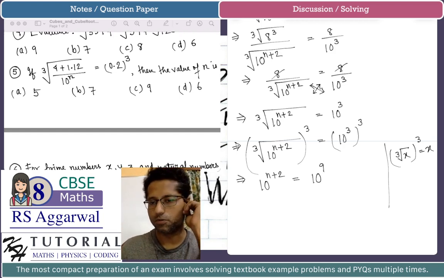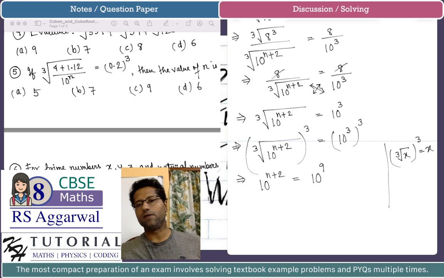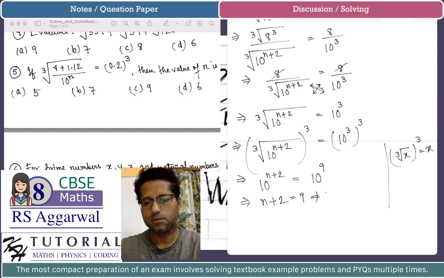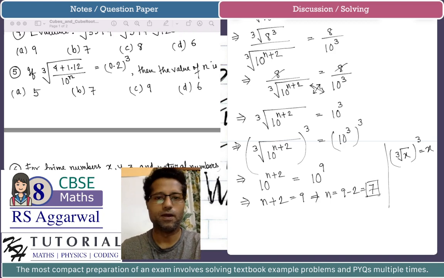So now we have exponential terms on both sides, the LHS and RHS are both exponential terms, and we have the unknown n in the power, and the bases are the same, so we can equate the powers. So we have n plus 2 equals 9. This implies n equals 9 minus 2 equals 7. So the value of n is 7, and the correct choice is B.